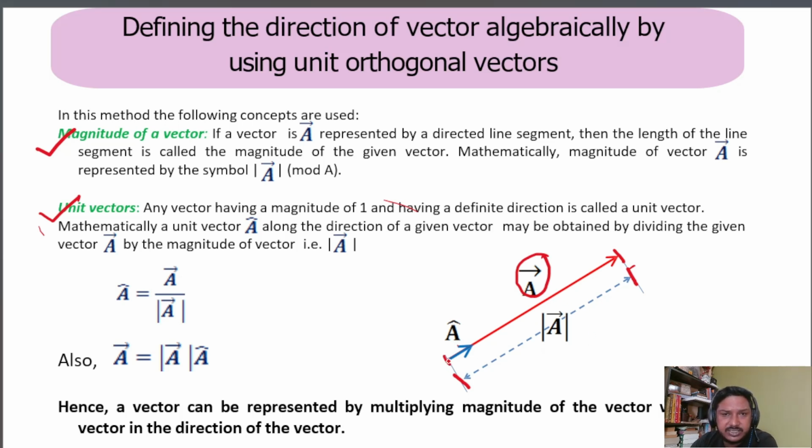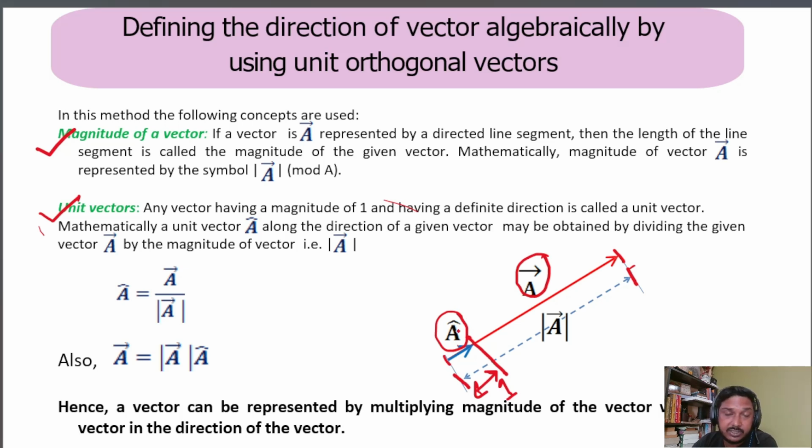Now imagine a small vector in the same direction as that of the vector A, but whose length is equal to 1. So if this length is measured, this length will be equal to 1. Okay, so the length of the small vector a cap is equal to 1.